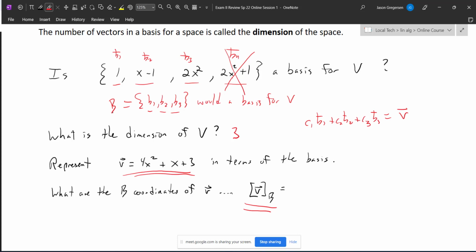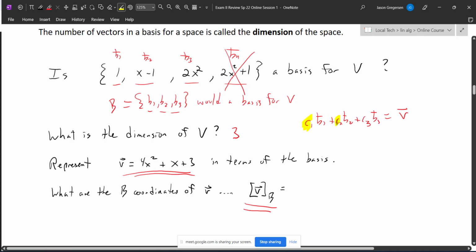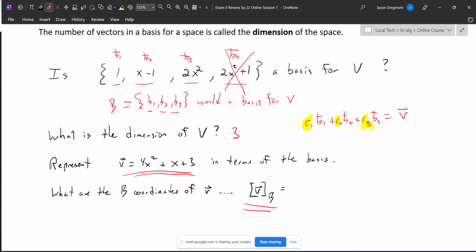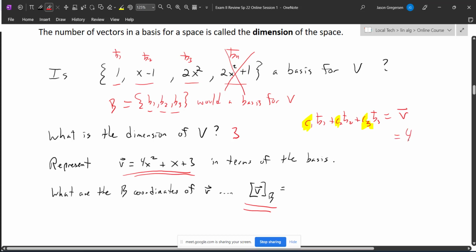All right, a couple answers in so far. Let's take a look. So the coordinates are how much of each basis vector I need to build the vector v. So in this case, I'm trying to build the vector 4x squared plus x plus 3. And so my first basis vector is constant 1. And then this one's my second basis vector, and this one would be my third. And I'm actually going to start maybe with that third piece there.